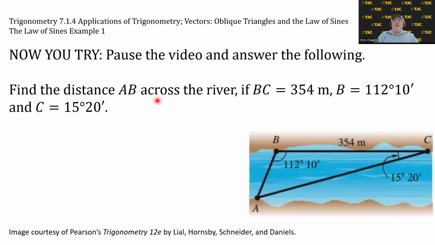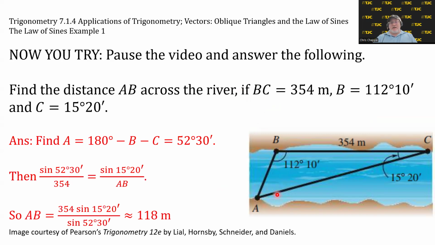Now you try. Pause the video and answer the following. Find the distance AB across the river if BC is 354 meters, angle B is 112 degrees 10 minutes, and angle C is 15 degrees 20 minutes. Pause the video, give it a try. All right, here's your warning if you have not paused the video yet. Solution in 3, 2, and 1.